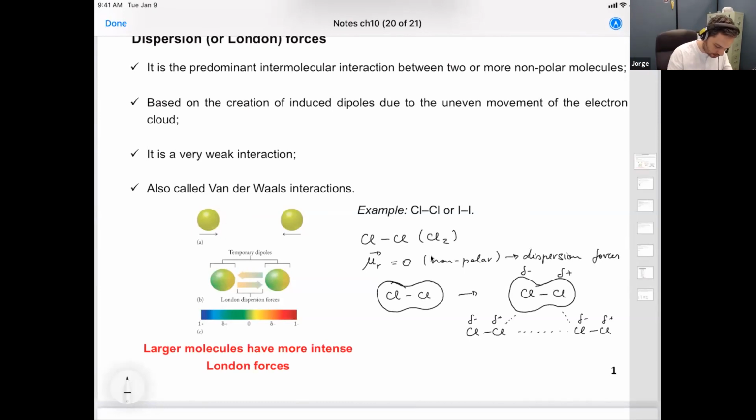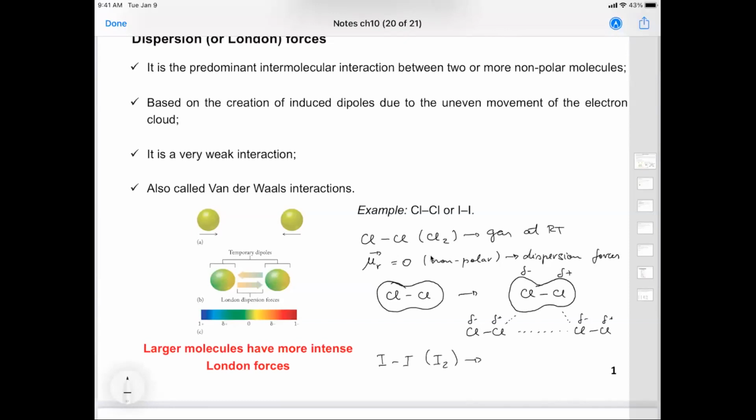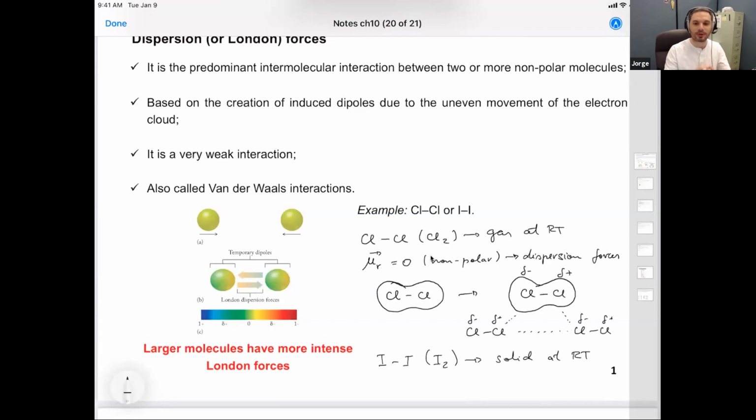And that's why Cl2 is a gas at room temperature. However, iodine, I2, is a solid at room temperature. Okay, so the molecule of iodine is larger because iodine is larger than chlorine. Therefore, it's easier to create this polarization in the electron cloud. Therefore, the dispersion forces are more intense.